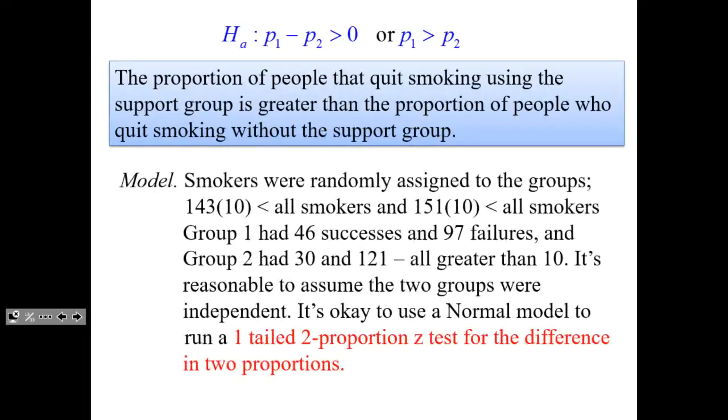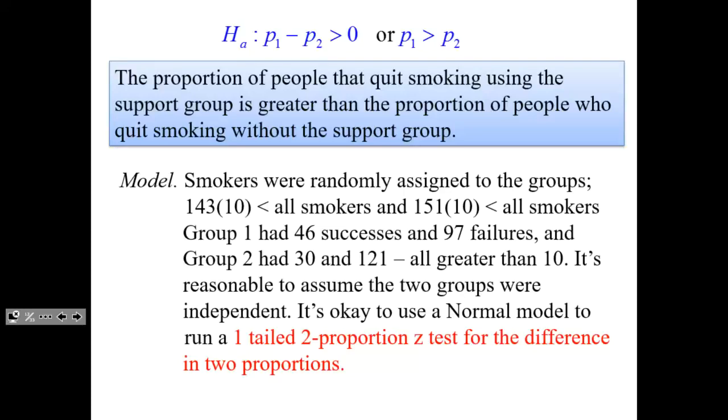So our model: my smokers were randomly assigned to groups. 143 times 10, that's less than all smokers. 151 times 10, that's less than all smokers, so I've met my 10% test for each group. Group 1 had 46 successes and 97 failures. Group 2 had 30 and 121. All those numbers are bigger than 10, so I've met my 10 success and 10 failure. Each individual group passed the independence and the success/failure checks.